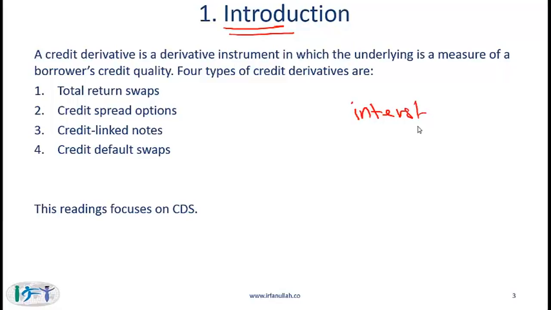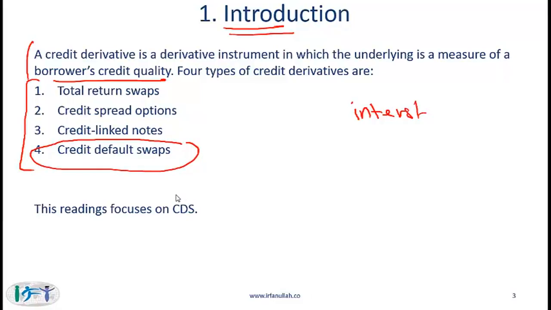But before we get into credit default swaps, let's just understand that there are several kinds of credit derivatives. And here is a definition of a credit derivative. A credit derivative is a derivative instrument in which the underlying is a measure of a borrower's credit quality. Broadly speaking, there are four types of credit derivatives, but the one that is most popular and the one that we will focus on in this reading is credit default swaps, generally referred to as CDS.